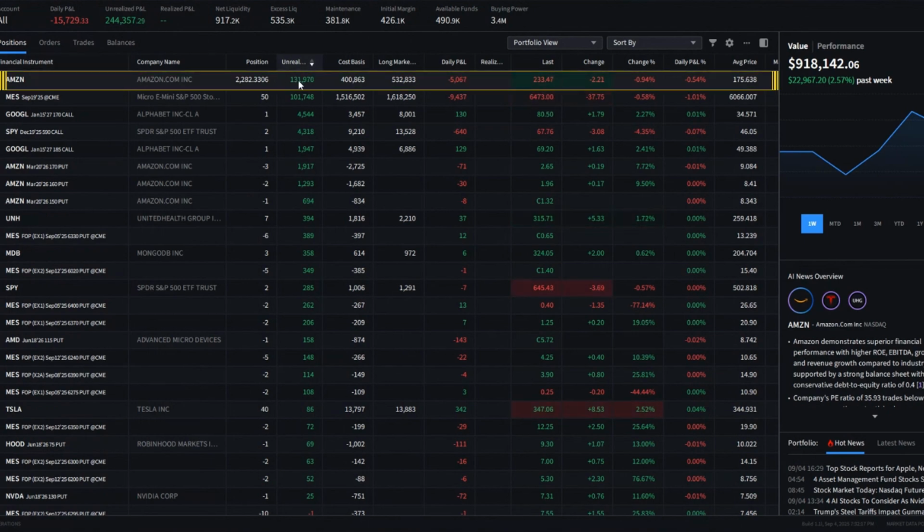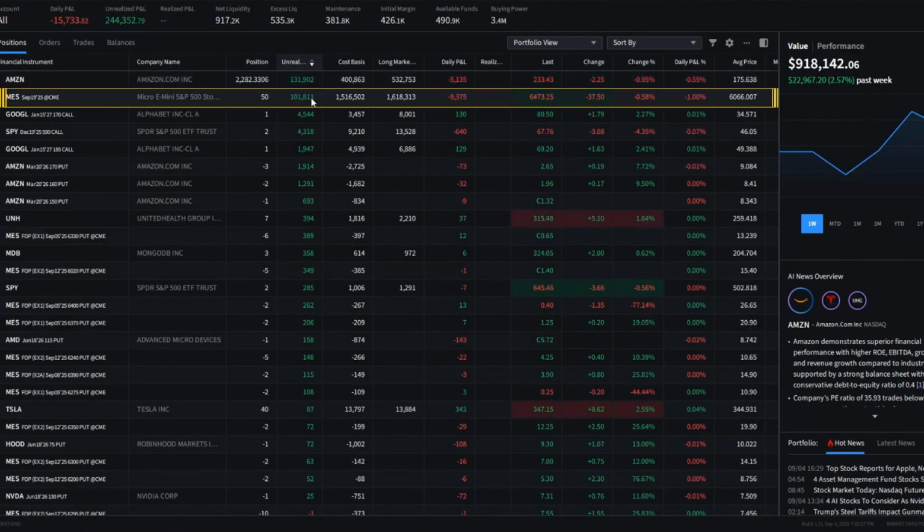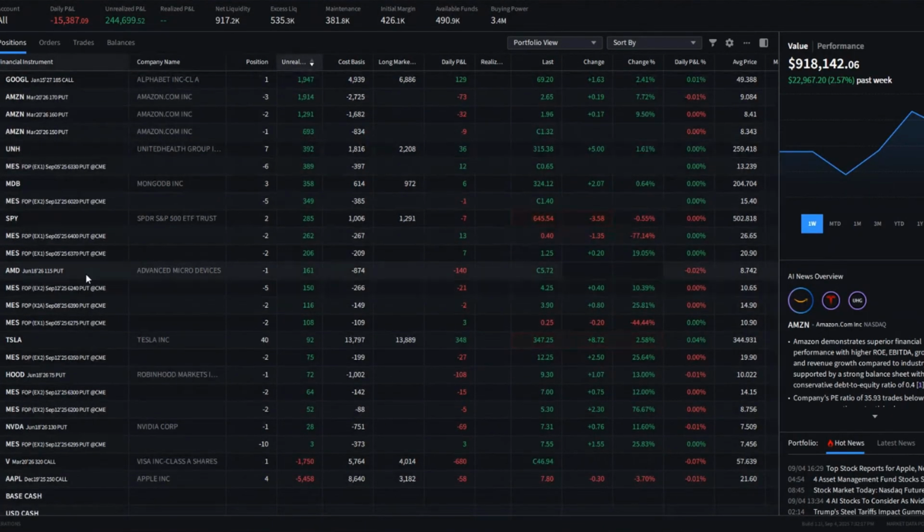So on Amazon, I'm up 131,000. These are coming from Fibonacci higher time frame levels that you can scalp. That's what I'm going to teach you today. MES, I'm up 101,000, down 10K on the day. And then you can see my Google leaps, SPY leaps are all doing great. And then we have a bunch of premium selling.